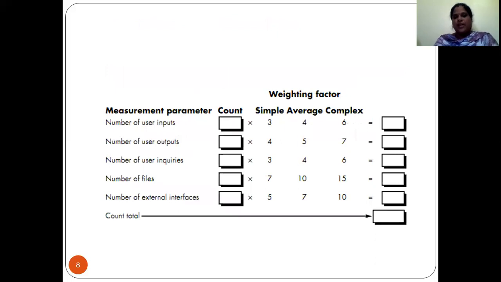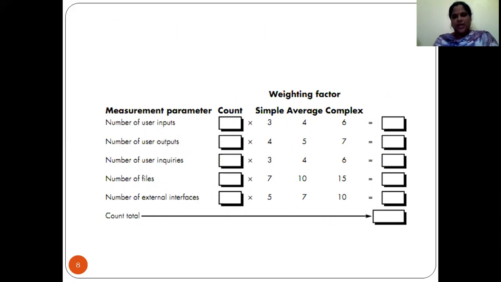Now what is the measurement parameter here? What are the inputs you are taking? What are the outputs? What are the inquiries you are doing? How many files are involved? What external interfaces are taken? This all comes under the measurement parameters. The count depends on what inputs you are taking, what outputs you are taking, and what inquiries you are doing.